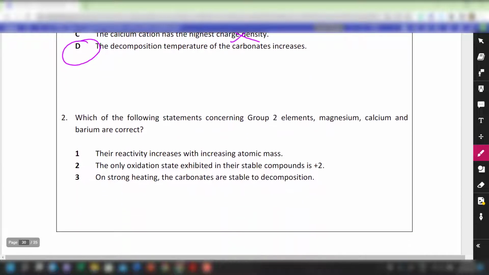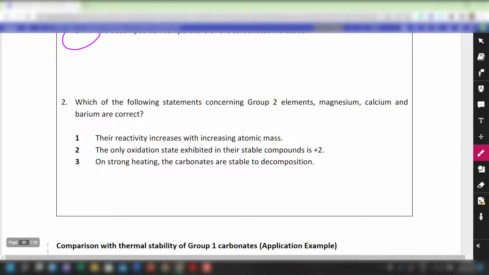Okay, question 2. Which of the following statements concerning group 2 elements, magnesium, calcium, and barium are correct? Their reactivity increases with increasing atomic mass. This is correct because, as we mentioned earlier, the valence electrons are further and further away from the nucleus, so they are more easily lost. So reactivity increases with increasing atomic mass.